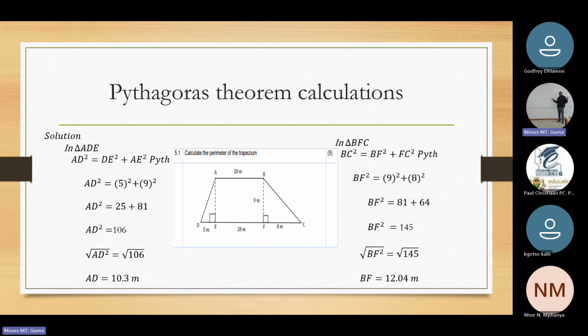I'm now going to try and find AD. I'm going to say in triangle ADE. I'm telling everyone now, I want Mr. Potgieter to know where I'm working. I'm working in triangle ADE, oh boy. Now, I can apply the theorem of Pythagoras. Why? Because that triangle is a right angle triangle.